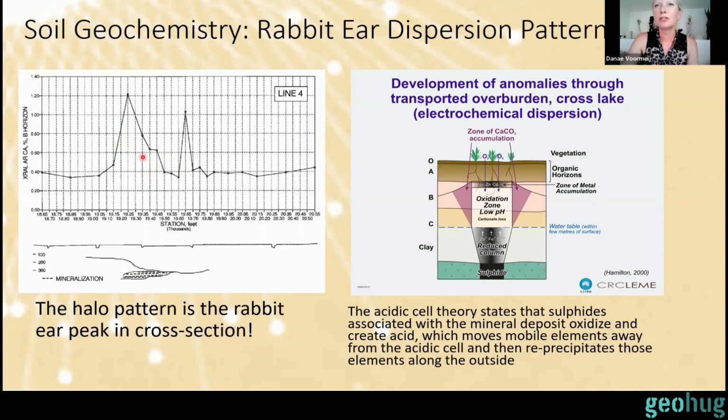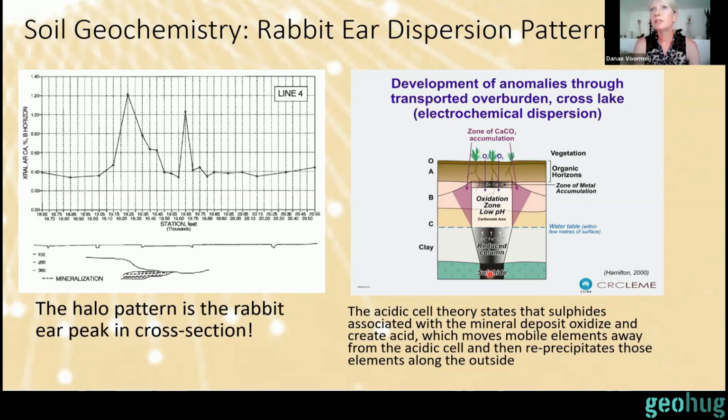So what's causing that dispersion away from the deposit within the regolith? And that is the acidic cell theory. And the acidic cell theory says if you have a lot of sulfides in your system, they start to oxidize, they create acid. That acid mobilizes elements even more than usual, and they get mobilized away from the system over top in the regolith. And then as that acid no longer has an effect, then they precipitate out again. And so you end up with these halos or rabbit ears.